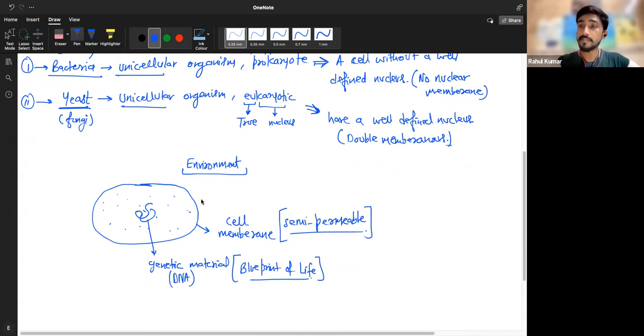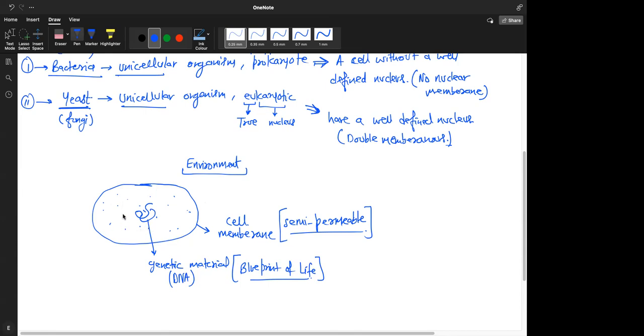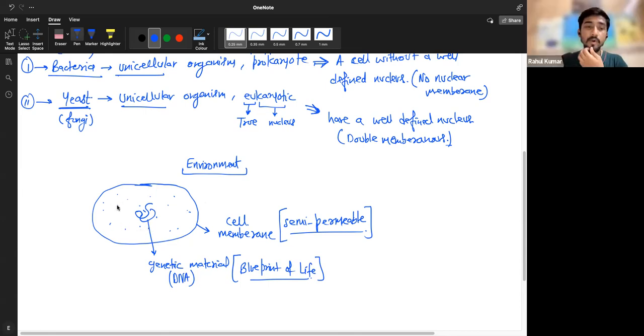Semi-permeable membrane is to protect that genetic material. And apart from that, what should be inside? Inside should be some organelles like ribosome. Ribosome is present in each and every cell, whether it is prokaryotic or eukaryotic. We are just talking about a cell here. We are not talking about whether it is a prokaryotic cell or a eukaryotic cell. Okay. So this is environment. Inside is called cytoplasm. You know that?